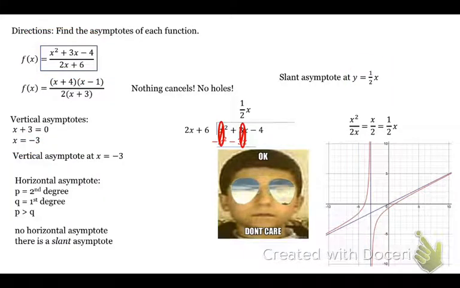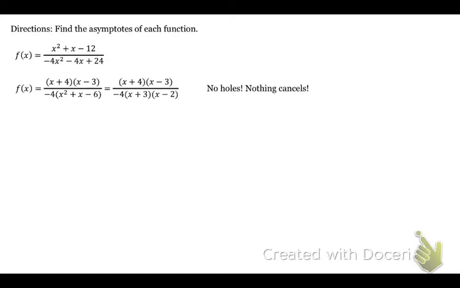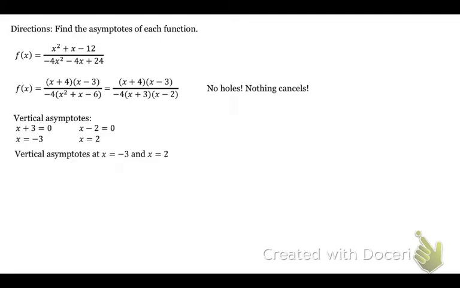Okay, so here we have x squared plus x minus 12 divided by -4x squared minus 4x plus 24. Factor everything. So I'm going to take out a -4 on bottom. I already factored the top to x plus 4, x minus 3. So then that bottom factors to x plus 3, x minus 2. Nothing cancels, so that means that we don't have any holes. Then here we have our vertical asymptotes, x plus 3 and x minus 2. So that means x equals -3 and x equals 2. So those are our vertical asymptotes.